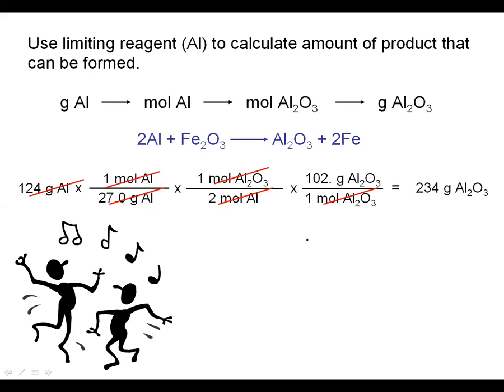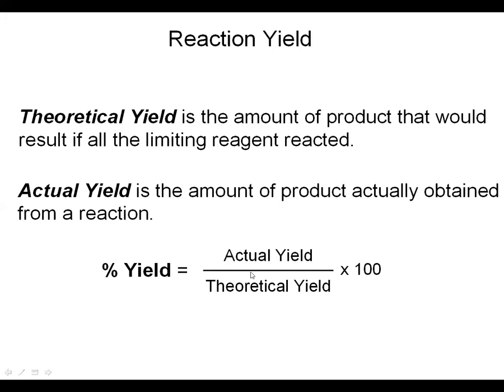The downside to this problem is not necessarily anything other than if you were asked something like how much of that excess reagent is left over, or how much of the iron you would produce, you may have to go back and do a few other calculations that might take a little bit longer to figure out. All right. Any questions on those steps?